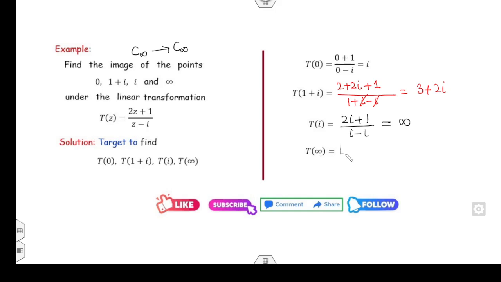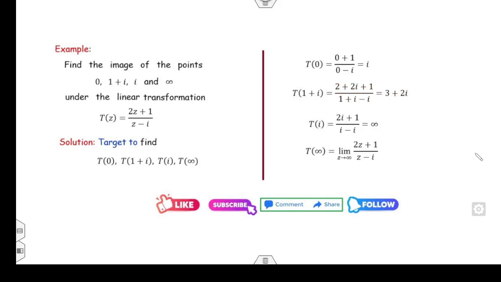And what is the value of T of infinity? We can take the limit as Z approaches infinity of 2Z plus 1 over Z minus iota. If you divide by Z, it becomes 2 plus 1 over Z over 1 minus iota over Z. As Z approaches infinity, the answer becomes 2.